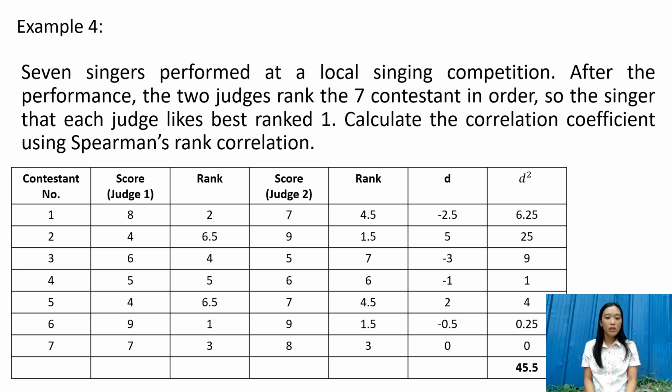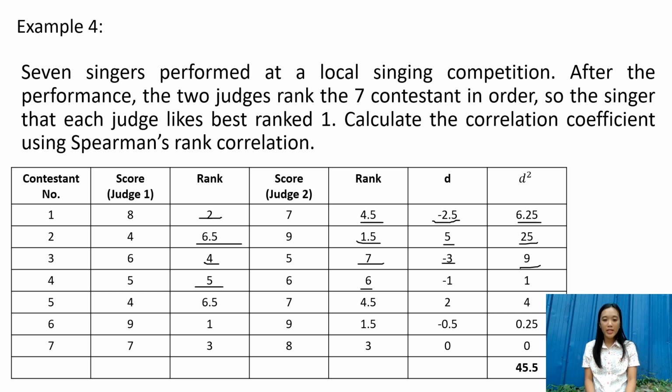To get the value of D again, we need to subtract the rank from the first variable and the rank from the second variable. So 2 minus 4.5 is negative 2.5. When we square it, it is 6.25. 6.5 minus 1.5 equals 5. Multiplied by itself, that is 25. 4 minus 7 is equal to negative 3. Multiplied by itself, it is 9.